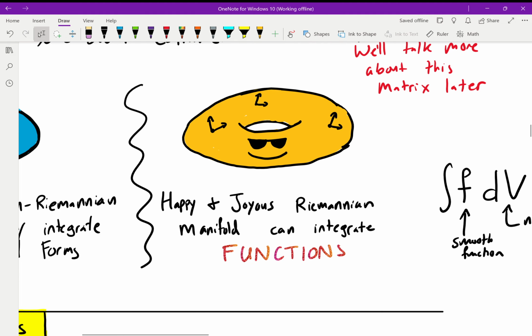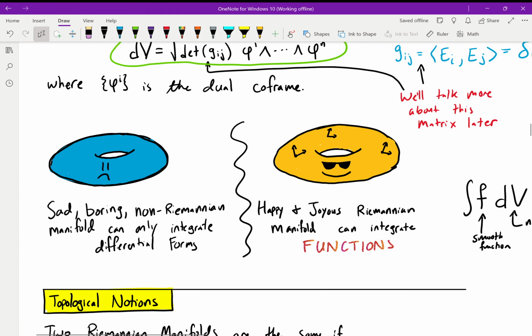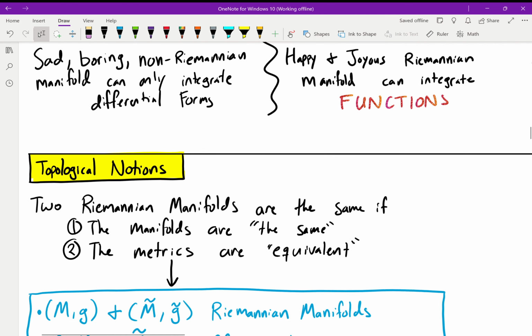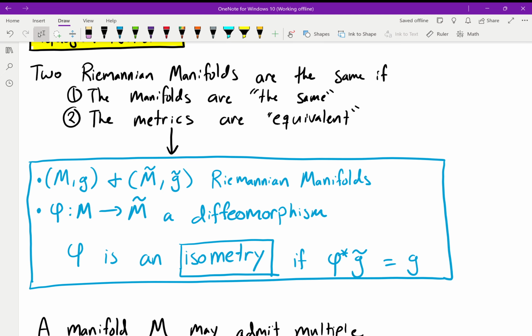Righteous. Okay, so now that we talked about those geometric notions, let's talk about some of our topological notions. One thing that we are interested in topologically is when are two spaces the same? If we have two things working here, a manifold and a metric, we need to first make sure that the manifolds are quote-unquote the same and that the metrics are the same. So this gets us to the notion of isometry. If you have two Riemannian manifolds and a diffeomorphism between the two manifolds, the diffeomorphism is said to be an isometry if the pullback of the second metric happens to equal the first metric.